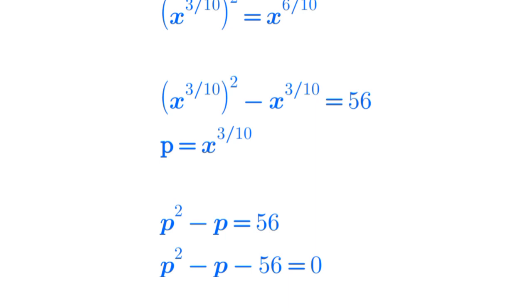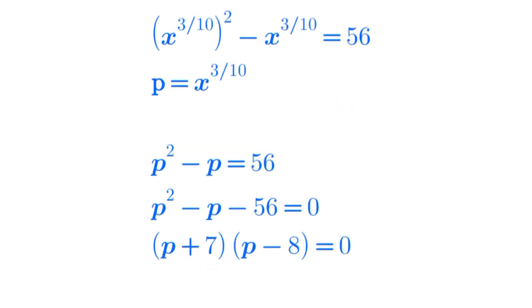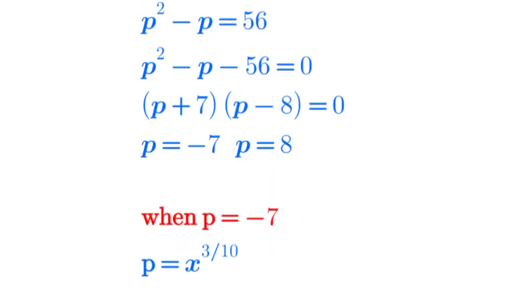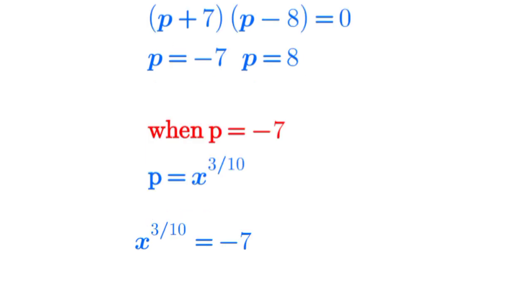And finally, when we factorize, we have (p + 7) multiplied by (p - 8) equals 0. So our first value of p is equal to minus 7 and our second value of p is equal to 8. Now when p is equal to minus 7, we remember we said our p is equal to x^(3/10). So we have x^(3/10) equals minus 7.